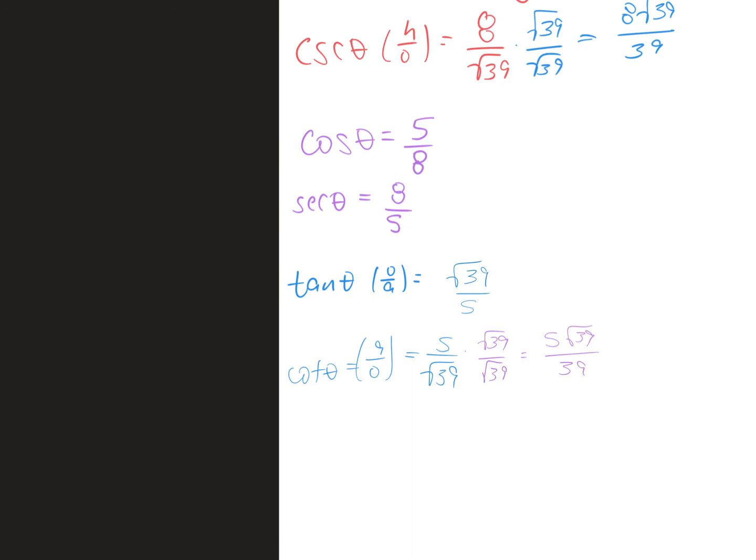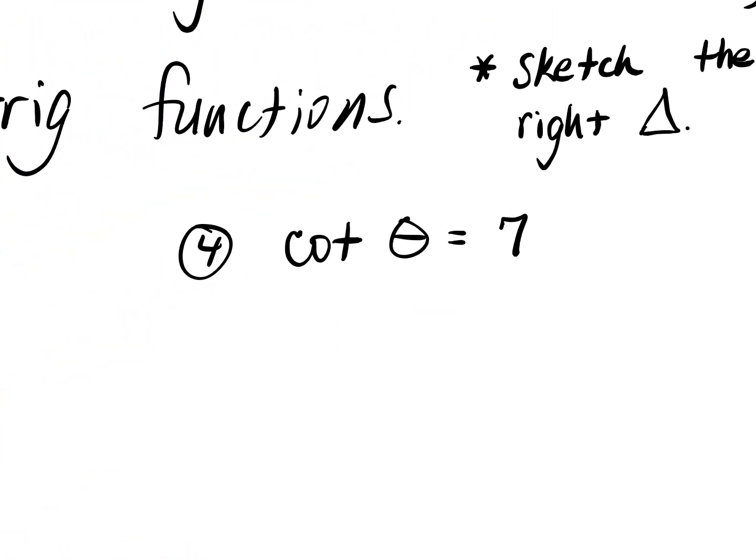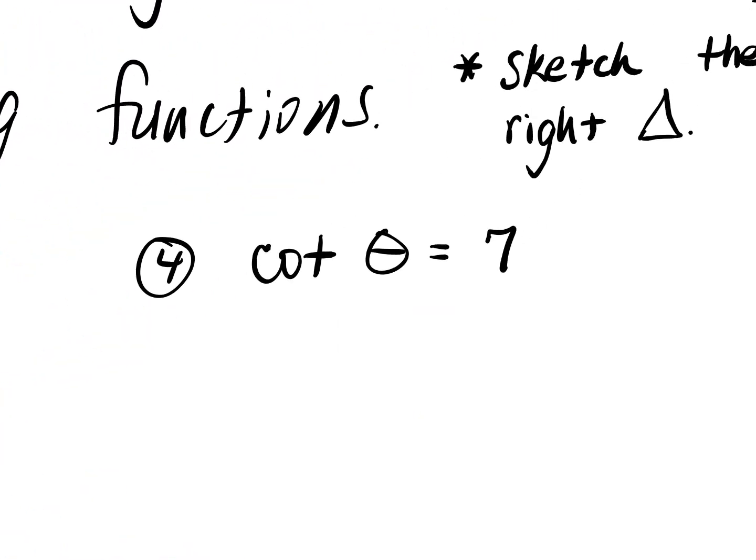So just because they don't give you a picture, no big deal. You guys know what all of the trig ratios are: opposite over adjacent, hypotenuse over opposite, something like that. So you can figure out, given the information, all of the sides, then the trig functions. So if you come over here to number 4, 7 over 1. Very good. Any whole number is over 1.